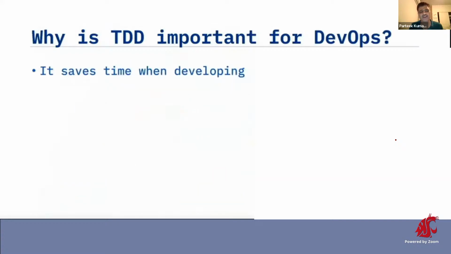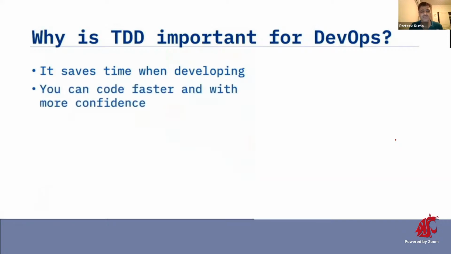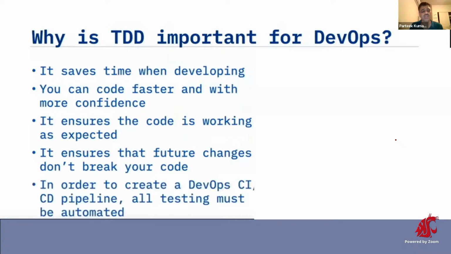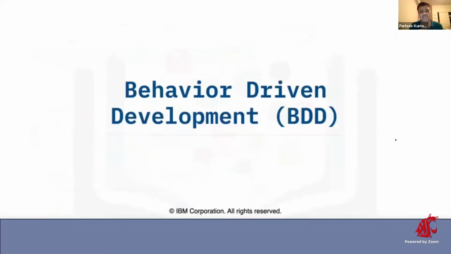So why is it important? Because it saves time when we develop. You can code faster with more confidence, and you ensure that code is working as expected, and it ensures that future changes don't break your code, because everything is tested, and the design is driven by this testing process. So this is considered as test-driven design. The other approach is considered as behavior-driven design. Before moving to behavior-driven design, I will pause at this point. If you have any question regarding test-driven design, you can ask me at this point.